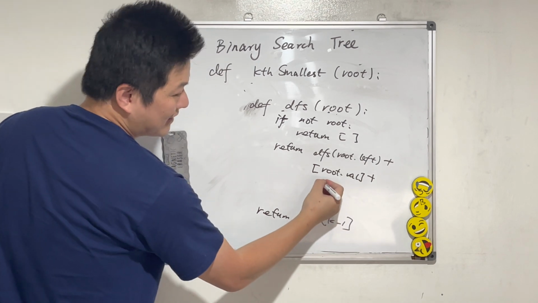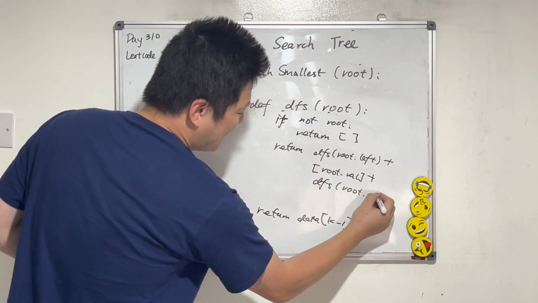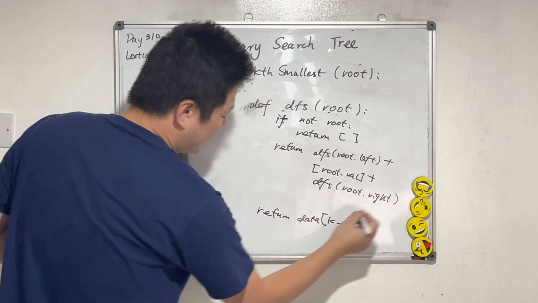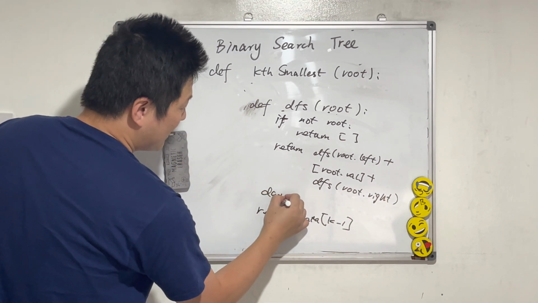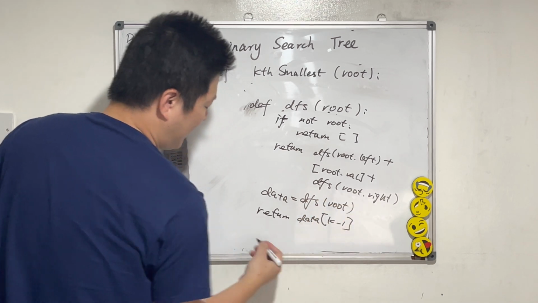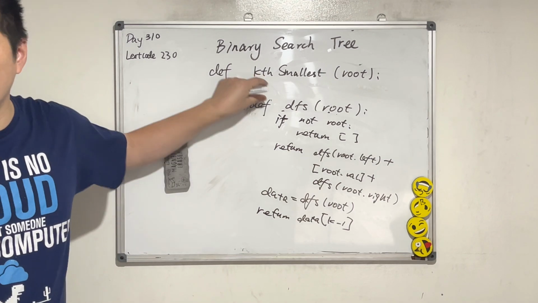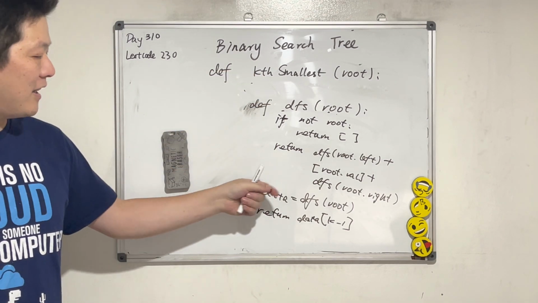And plus, can you guess? dfs(root.right). And then we'll just do this one: data equals dfs(root), and then return data. Look, this is prettier, right? Because we don't declare any variables outside this function and it's quite clean.